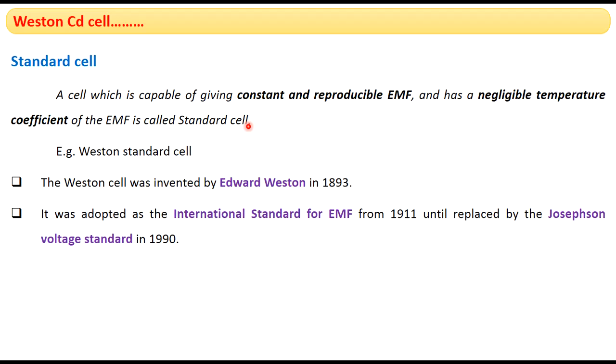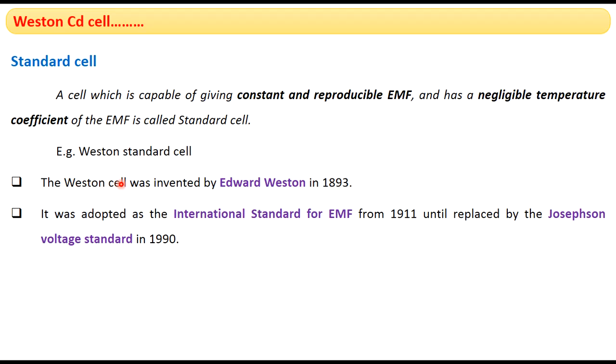The third condition is that the cell should have a negligible temperature coefficient of the EMF. As the temperature changes, the change of EMF should be low. These are the three conditions for a cell to become a standard cell. The Weston standard cell is an example of a standard cell.